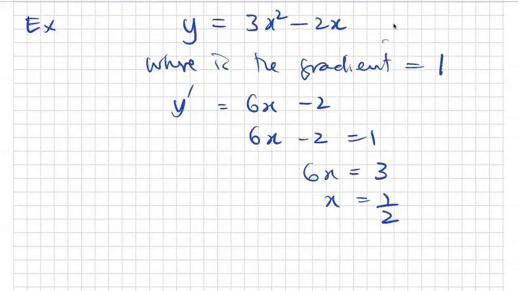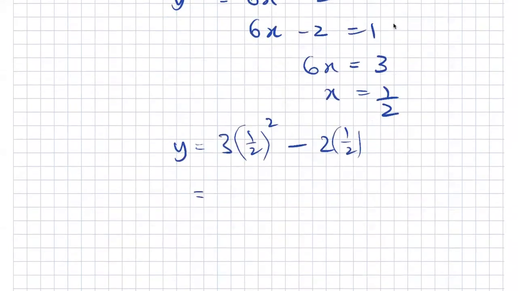If you want to, and we will ask for the y coordinate, then we can do that as well by putting that back into the original function. So what is the y coordinate? 3 times 1/2 squared. Notice I'm going back into that one there. Minus 2 times 1/2. And that's 3/4 minus 1. And I think that's -1/4.